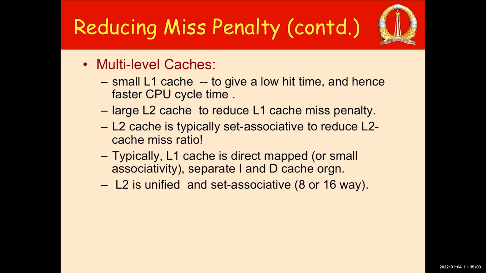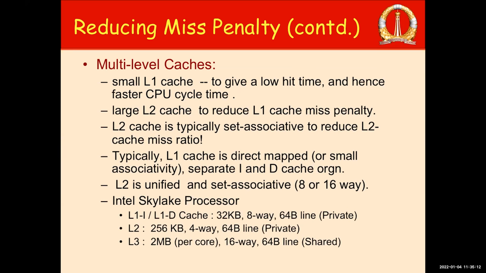Typically the L1 is direct mapped and a few kilobytes, whereas the L2 is larger and set associative, and so on. If you look at the Intel Skylake processor, its L1 cache has a separate instruction cache and data cache, each of size 32 kilobytes, and it's fairly decently associative. Whereas the L2 cache is much larger, 256 kilobytes, and the L3 cache is about 2 megabytes per core. And they are also set associative.